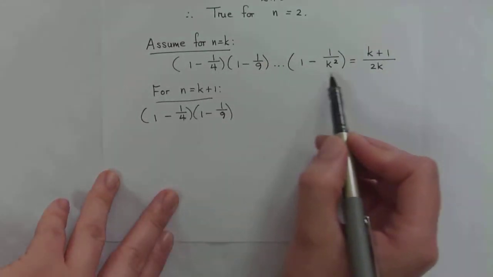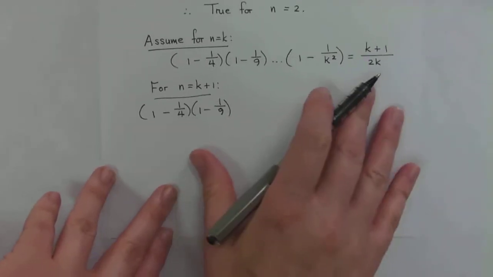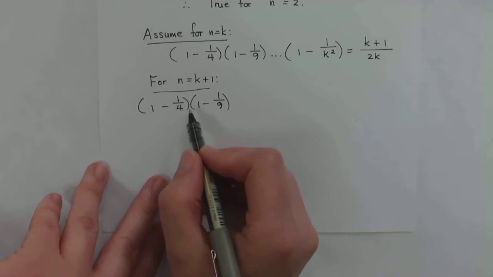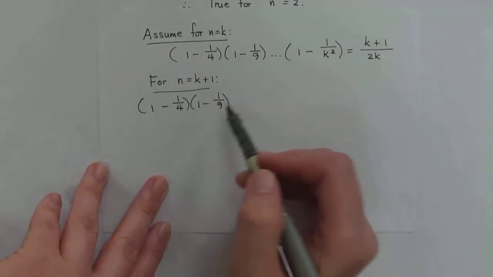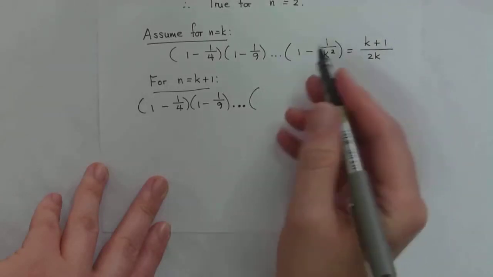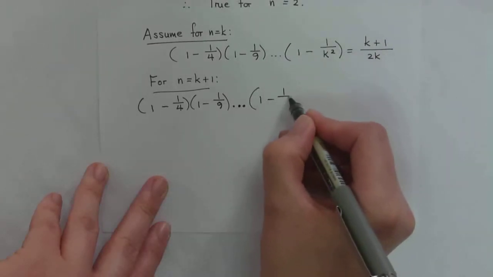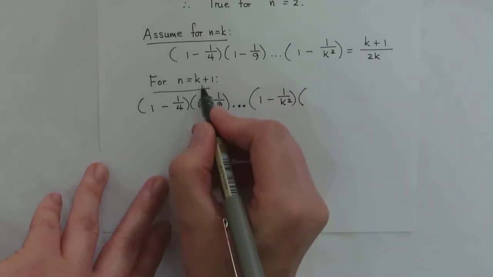You still have to write all of this down and then just multiply by the next term. Because of the number of times I've had to mark papers where people just thought, oh, I can skip this. You cannot skip this. You have to carry this down in the next step. And I'm going to multiply by that k term over there, 1 minus 1 over k squared. And then I'm going to multiply by the next term, the k plus 1 term.